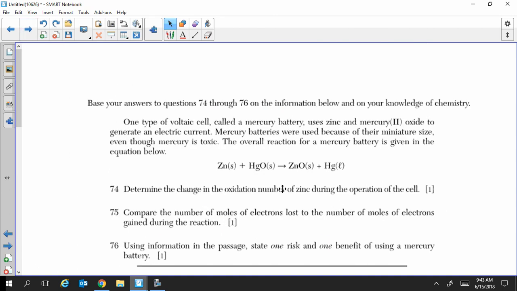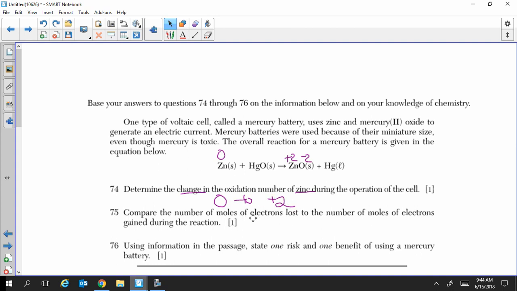Determine the change in oxidation number of zinc during this cell. So zinc starts at 0, it's all alone, so it's by itself here, and I know O is a -2, so Zn is a +2. So the change is 0 to +2. That's the change in oxidation state.